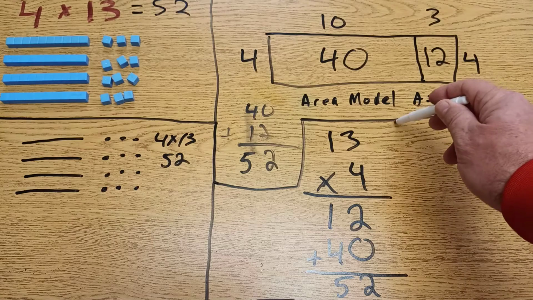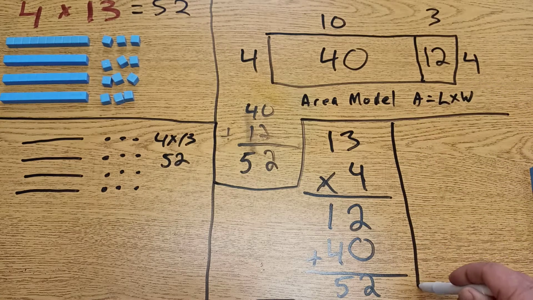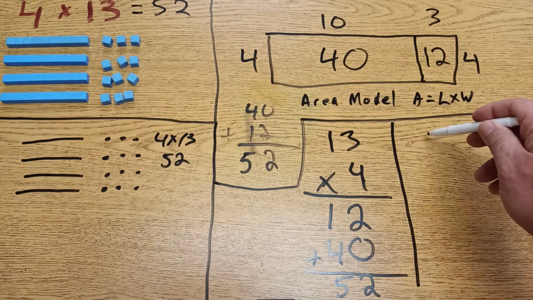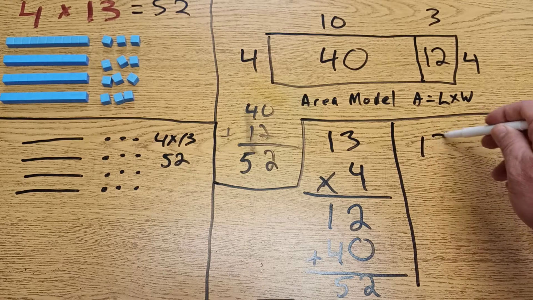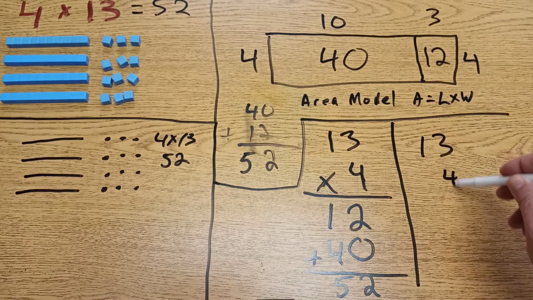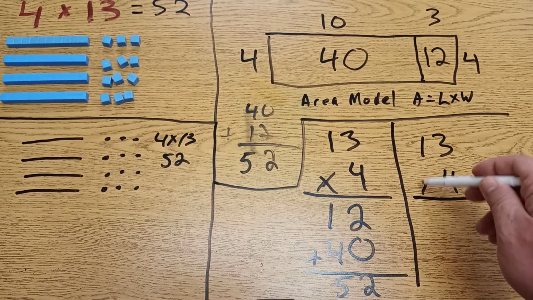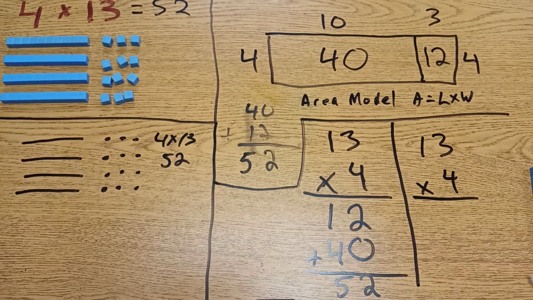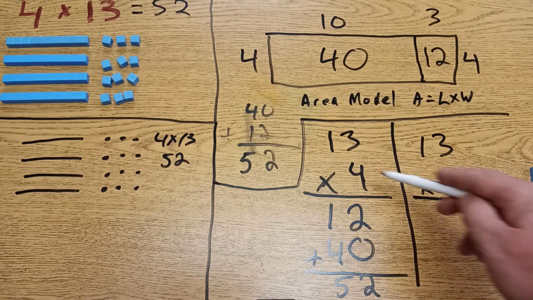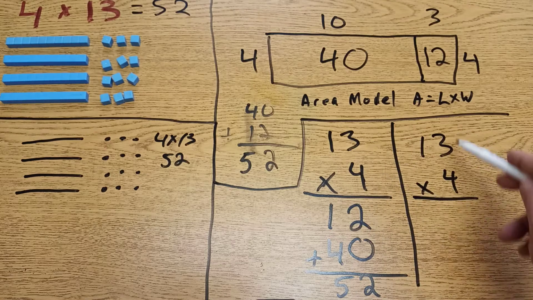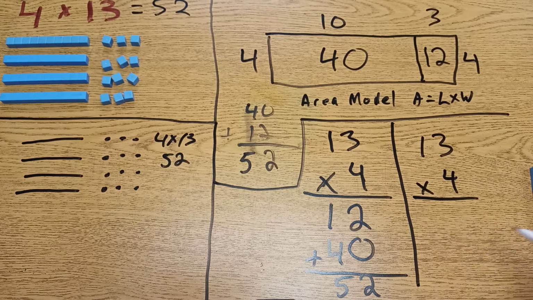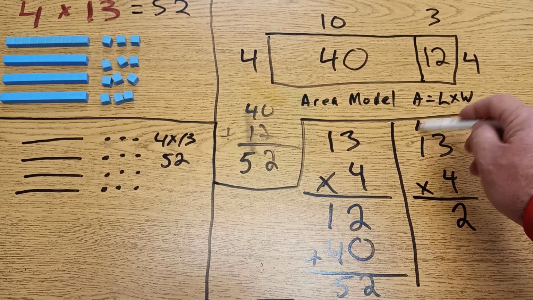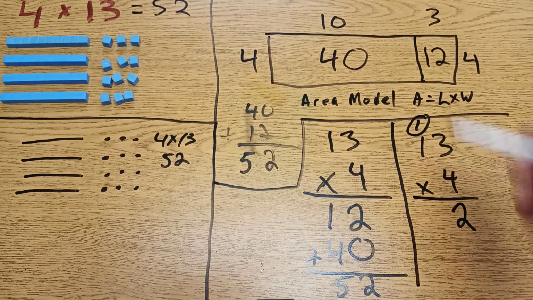And the last way I'm going to show you is the standard algorithm. That's 13 times 4 for 4 times 13. So the first thing I'm going to do is, just like I did in the partial product, do 4 times 3. But instead of writing 12 down here, I'm going to do some regrouping. So I'm going to put the 2 from the 12 in the ones place, and I regroup the 10 from the 12 up here above the tens place.